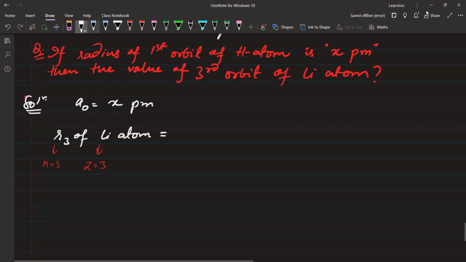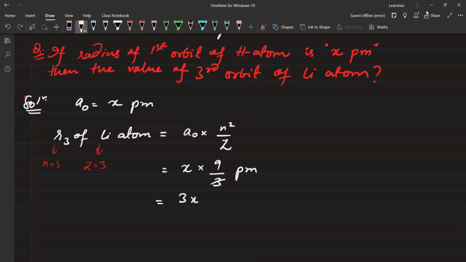This will be equal to what? a0 into n square upon Z. Okay, this will be equal to x into n is equal to 3, 3 squared is 9, divided by Z is equal to 3, in picometers, and this will be equal to 3x picometers because 3 3s are 9. Okay, that's it. Let's move on to the second thing we have to study. We saw the first one, yes, we saw it.